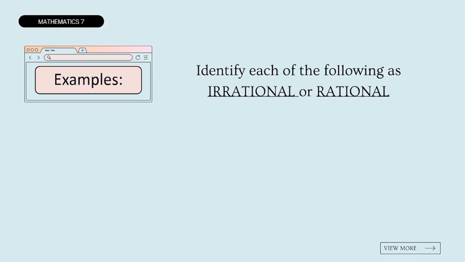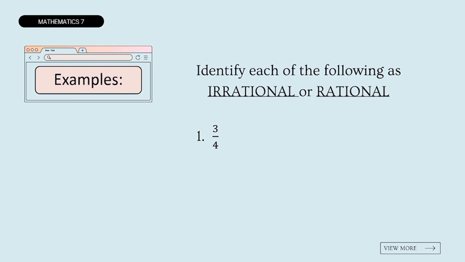Examples: identify each of the following as irrational or rational numbers. Number 1 is 3/4, number 2 is 90 over 12,007, number 3 is 12, and number 4 is the square root of 5. Since a rational number is one that can be expressed as a ratio, this indicates that it can be expressed as a fraction wherein both denominator and numerator are whole numbers.